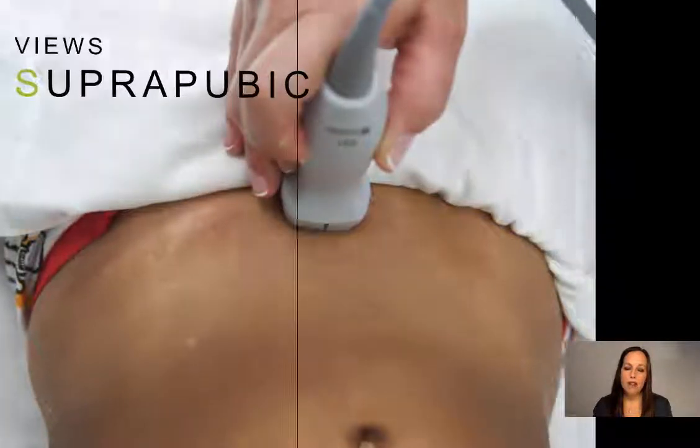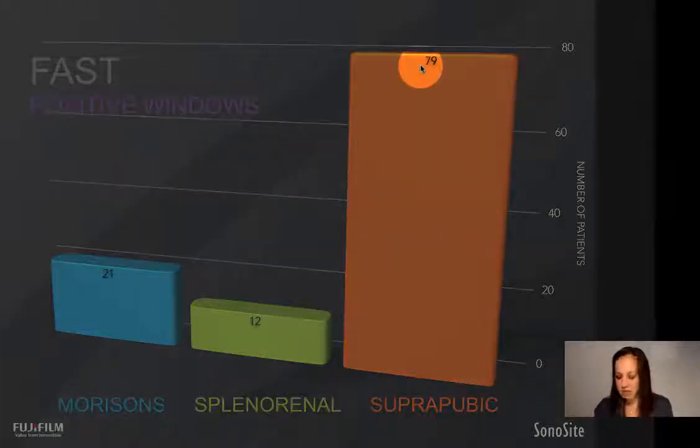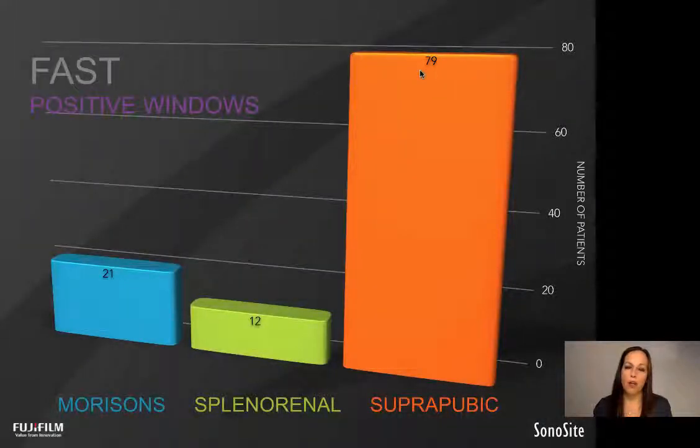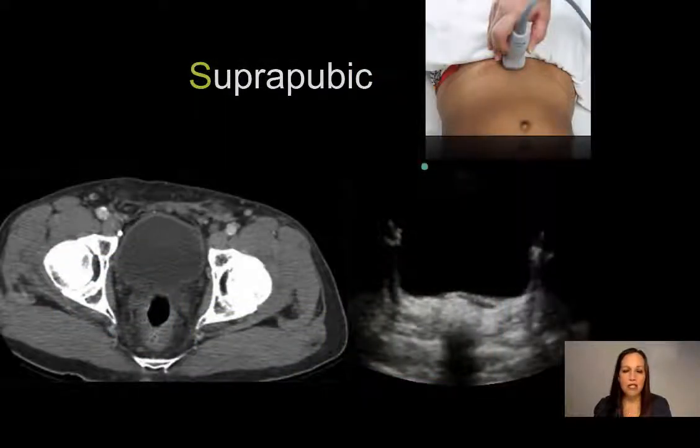The reason why this suprapubic view is particularly important in children, we did a study and looked at over 100 positive FAST examinations in children, and what we found was that 79% of patients had fluid in their pelvis, and this did not depend on what the lesion was. So this was regardless of whether it was a liver laceration or a splenic rupture, fluid often was in the pelvis, and this was in prepubertal children.